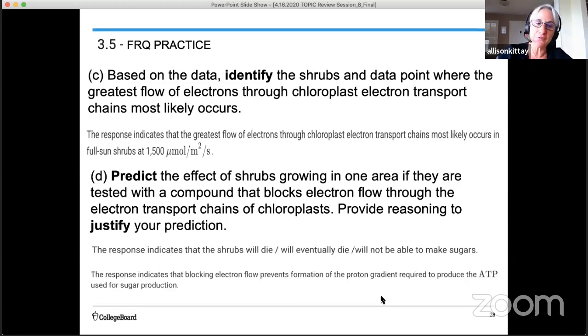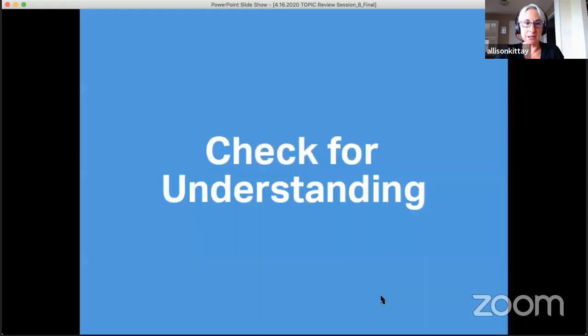And the justification for that is that blocking that electron transport chain is going to prevent the formation of the proton gradient, which is needed to produce ATP, and that ATP is needed to produce sugars. So that's a really good practice question. So go back and watch this and look at it.